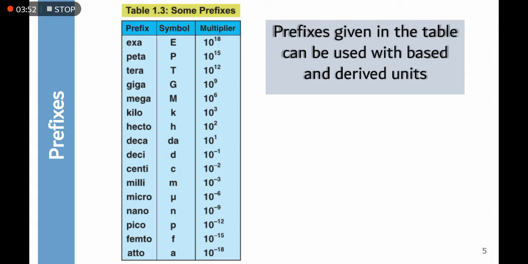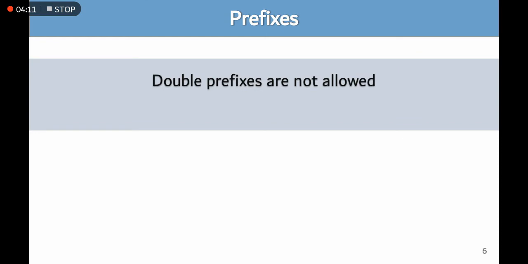One point to be noted here is that the prefixes given in the table can be used with base and derived units. As we know that base units are used to express base quantities and derived units are used to express derived quantities, these prefixes are for both base and derived units.